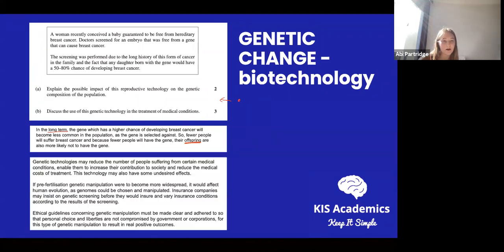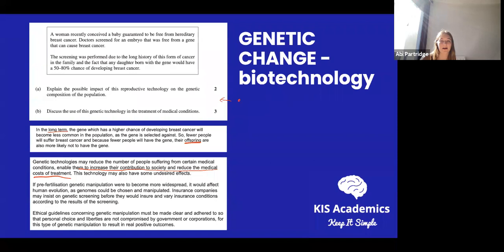And so then the next response, this first bit here is talking about general benefits of genetic technologies, so reducing the number of people suffering from certain medical conditions. And then it's saying, because of that, what will be the positive impacts on society? So it's increasing their contribution to society and reducing the medical costs of treatment. So that's this bit along here.